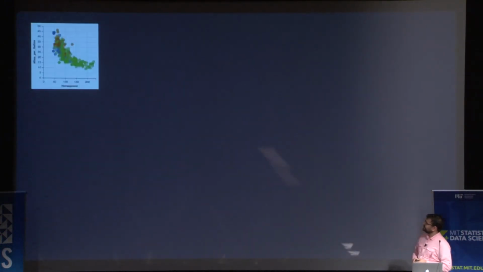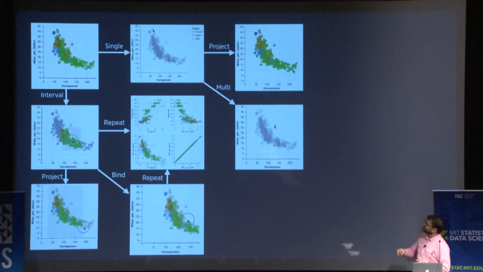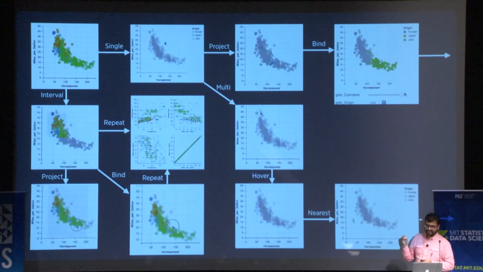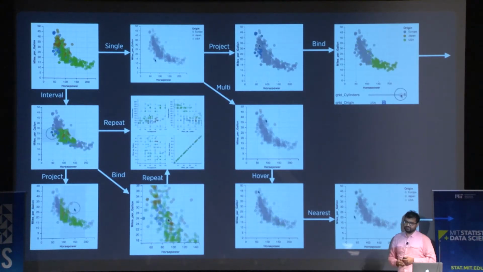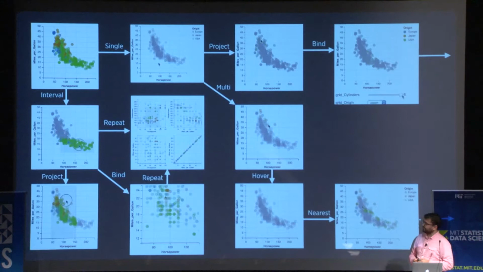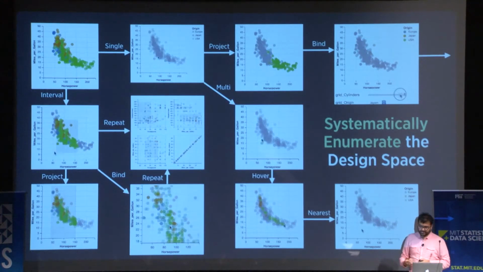And I wanted to highlight that last point of systematic enumeration. What this graph shows you is by making atomic changes to a Vega Lite specification, we're able to generate wholly new interactive visualizations and basically systematically enumerate the design space. So why is this important?